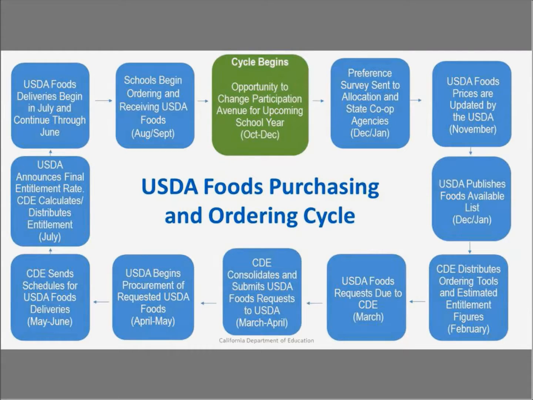The purpose of this webinar is to explain the purchasing and ordering cycle for USDA Foods to help recipient agencies gain an understanding of all the behind-the-scenes work that is being done and to see why the timeline is how it is, including why menu planning has to be done more than 6 months before the applicable school year. So today we will review this cycle and explain how the CDE and recipient agencies fit into it.